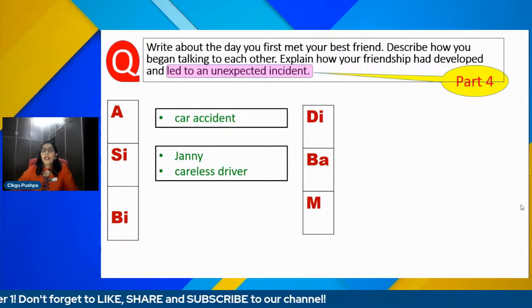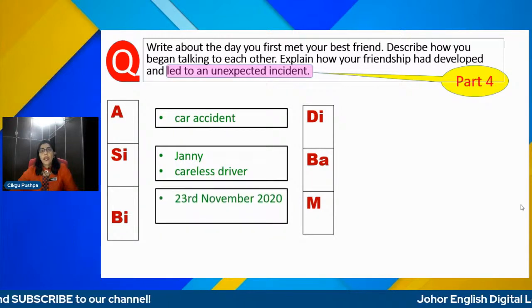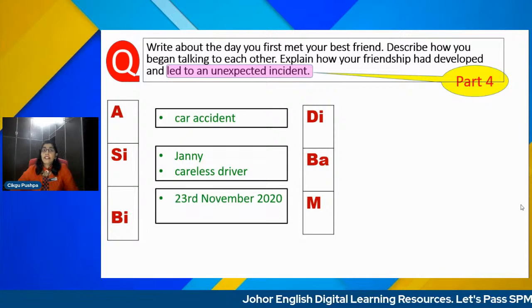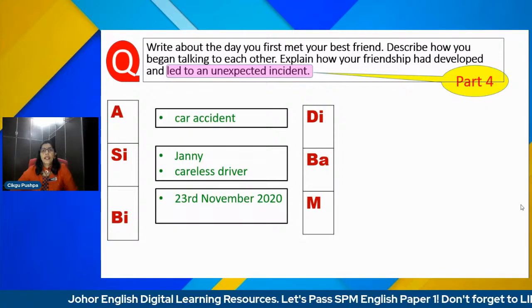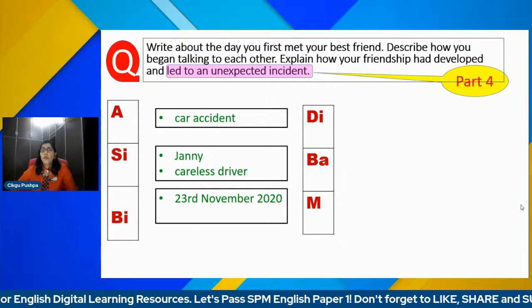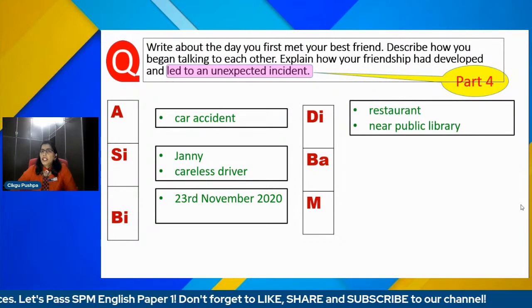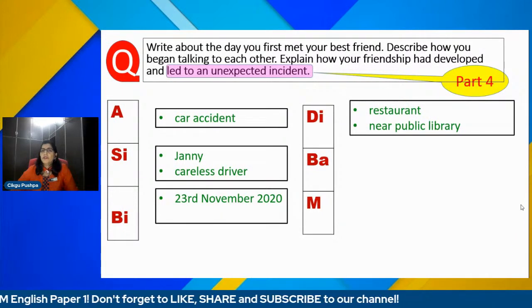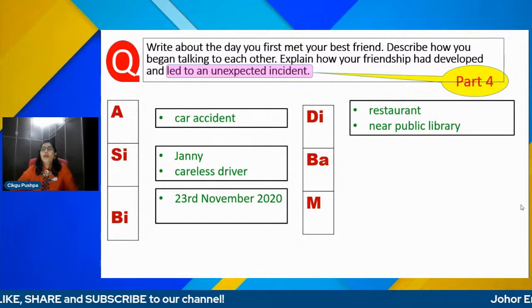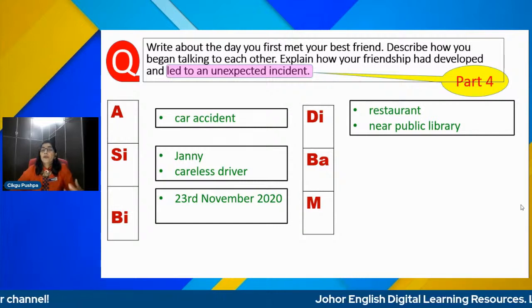So the more you ask, the more words that you're going to get. Right? Now, when? 23rd November 2020. You can mention a date here because you are asking when, bila. Alright, now the next question, where, di mana. So again, restaurant. Again you ask, di manakah restoran itu? So it is near public library. You see how you are generating questions in order to help you get more words.